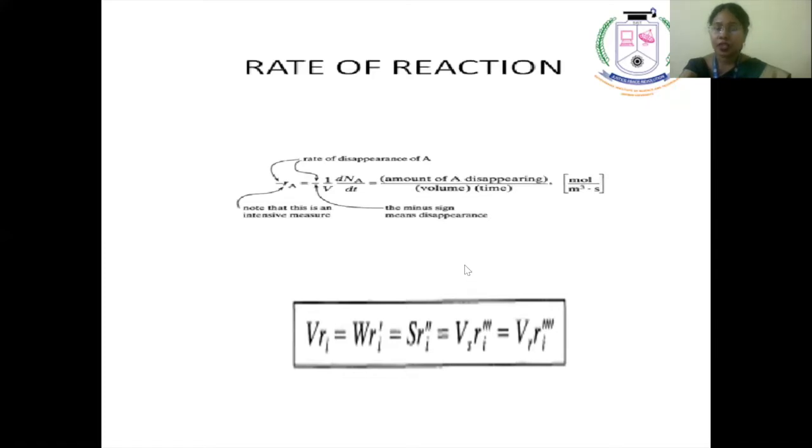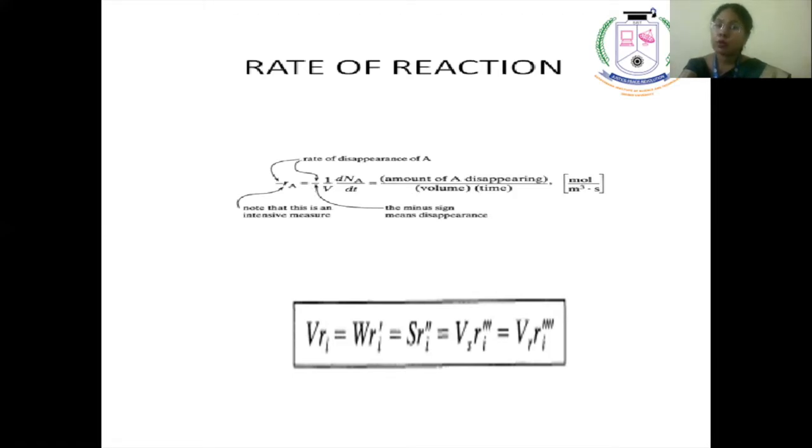So the rate of reaction can be defined as the amount of reactant disappearing per unit volume per unit time. And when we consider A giving product, the rate equation can be represented as minus rA is equal to minus 1 by V dNA by dt. This minus sign represents the disappearance of the reactant. So the reactant has to disappear to give the product.